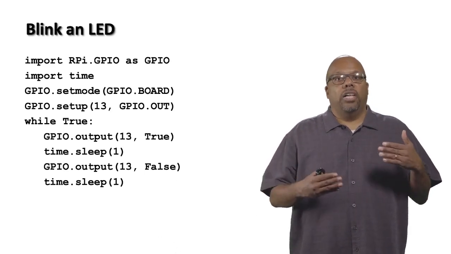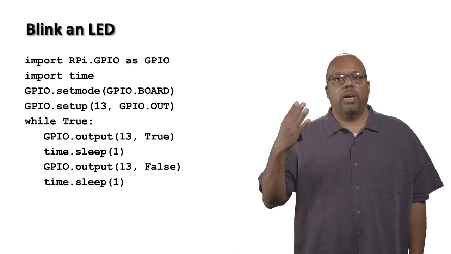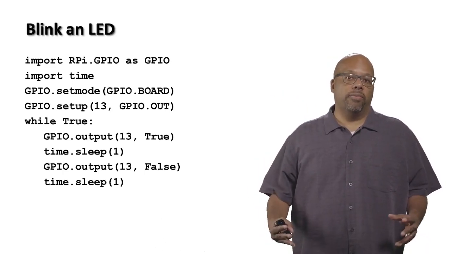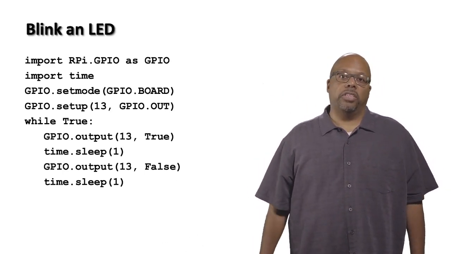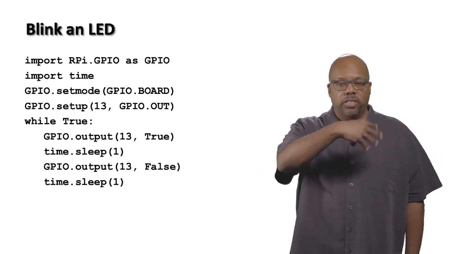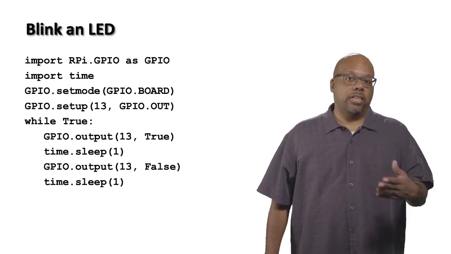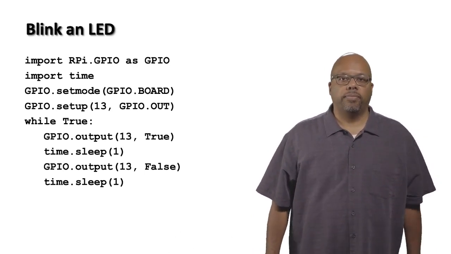Now then, in our while loop, while True, so infinite loop, GPIO.output(13, True), turning on the LED. Then you sleep for 1 second. GPIO.output(13, False), turning it off, and sleep for 1 second. So this is simple blinking of an LED. No big deal. So this is how you do it in Python on the Raspberry Pi.